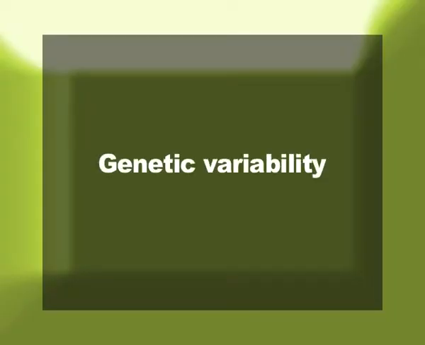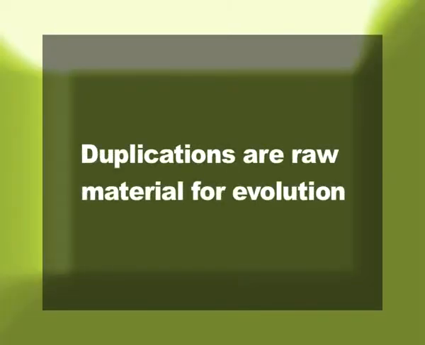Number 3, genetic variability. Duplications have played an important role in the evolution of gene families. An extra copy of a gene is free to evolve through the acquisition of mutation into a gene having a more specialized or different function. This process does not compromise the original function, since an intact copy of the original gene remains in the genome. Duplications are therefore raw material for evolution, and many examples of duplication and specialization are known.